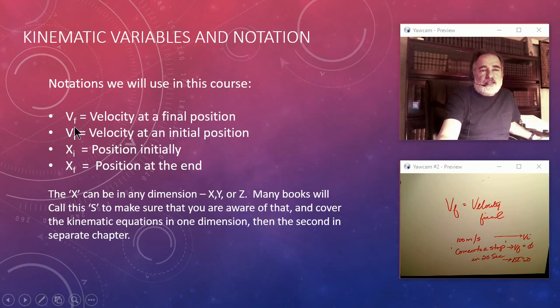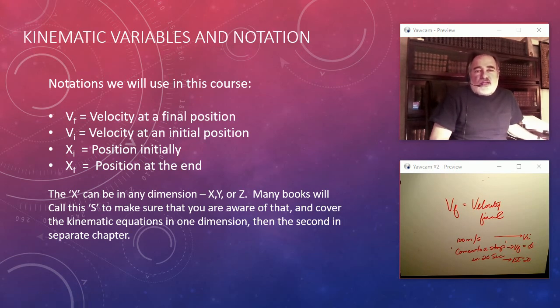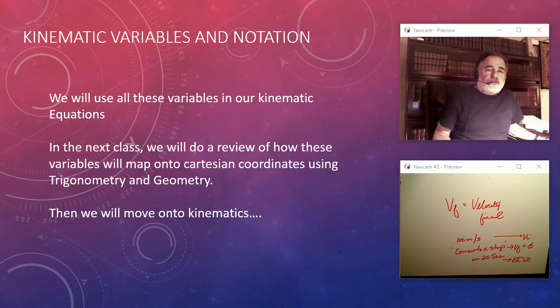Velocity with a subscript of f, velocity with subscript of i, x initial, x final. X can be in any dimension, x, y, or z. Many books will call this S, just to make you aware that you can be covering this in any dimension, not just x, but in y and z as well. So they sometimes call it an S. But I'll just stay with the x value, and you know that I'm talking about displacement for that. So we're going to use all three of these variables in our kinematic equations.